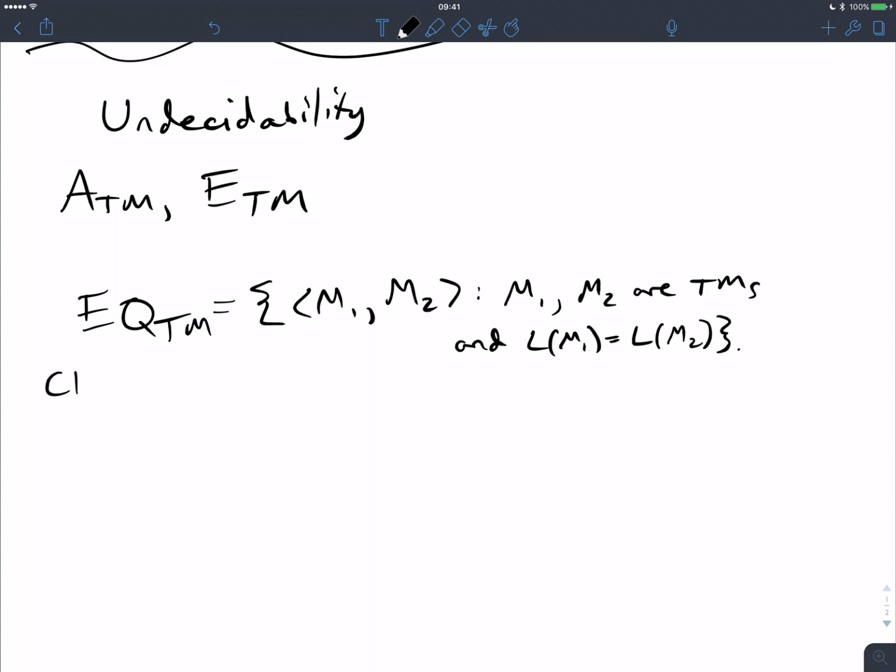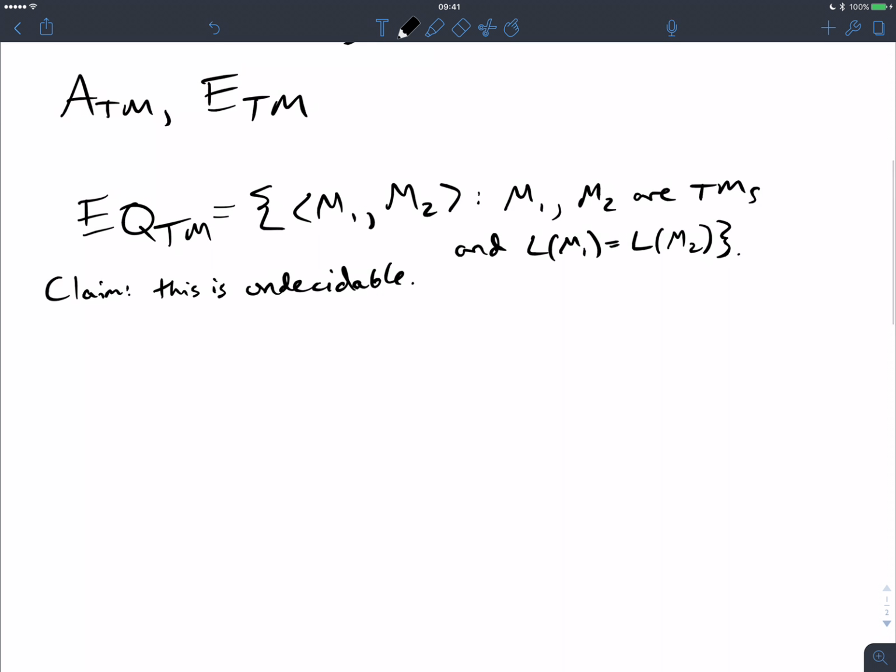And I claim that this is undecidable. It actually turns out to be neither recognizable nor is its complement recognizable either, but we're just going to stick with undecidable for now. Okay, so we either could go via the method of proving via how we proved ATM was undecidable to prove this is undecidable, but I don't think that that's very desired.